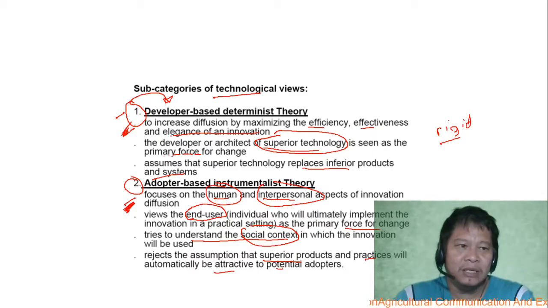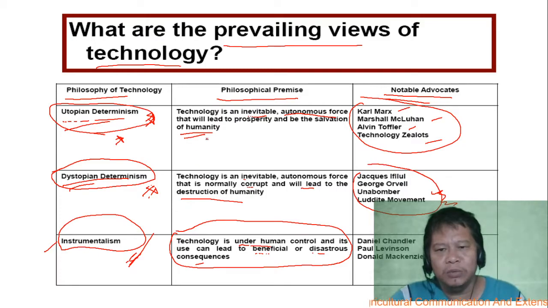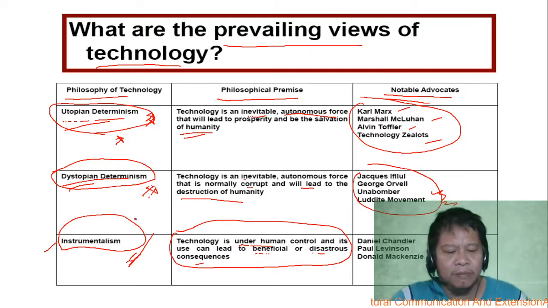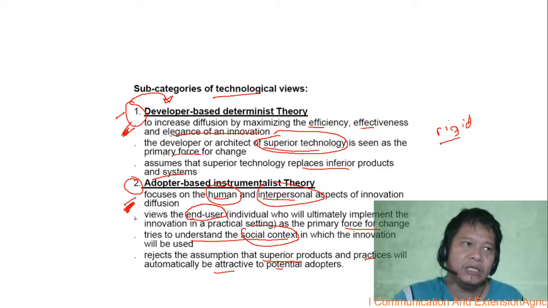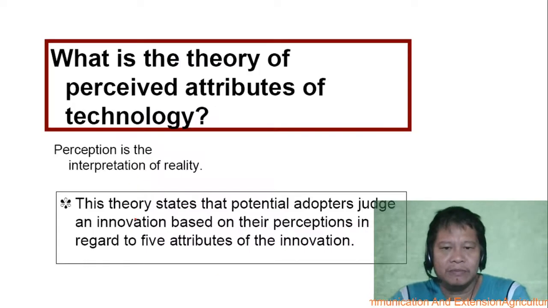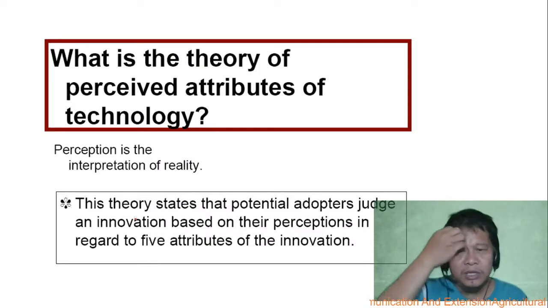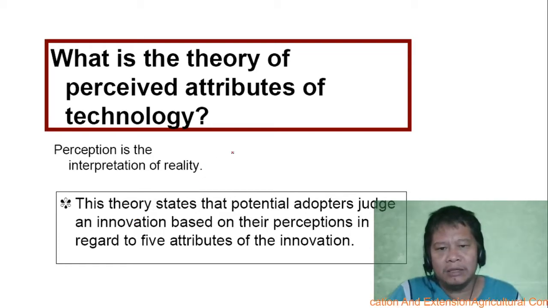We have different technological views. No? Again, so what are the prevailing views of technology? We have the utopian, we have the dystopian, we have the instrumentalism. Okay? And we also have the developer-based determinist and we have the adapter-based instrumentalist theory. Okay? So now, what is the theory of perceived attributes of technology? Ano yung mga attributes? Ano bang characteristic ng technology, no?